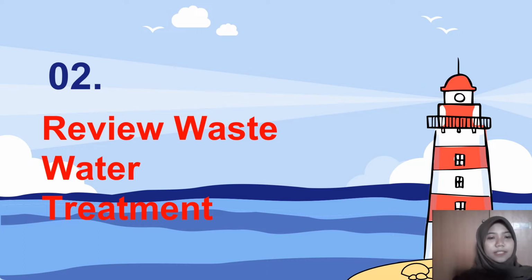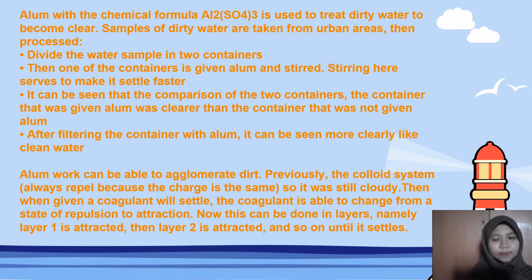The second is review wastewater treatment. Alum. Alum with the chemical formula Al2SO3 is used to treat dirty water to become clear. Samples of dirty water are taken from urban areas, then processed. Divide the water sample into containers, and then one of the containers is given alum and stirred. Stirring here serves to make it settle faster.